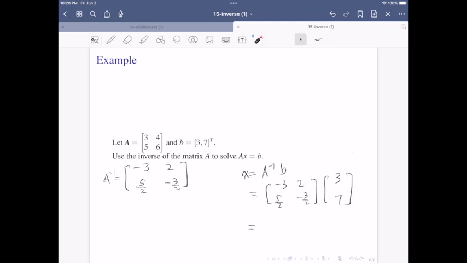Now looking at first row and column, negative 9 plus 14, and second row and column, which is 15 over 2 minus 21 over 2, negative 6 over 2, so it goes to negative 3. So this gives the answer, the solution.